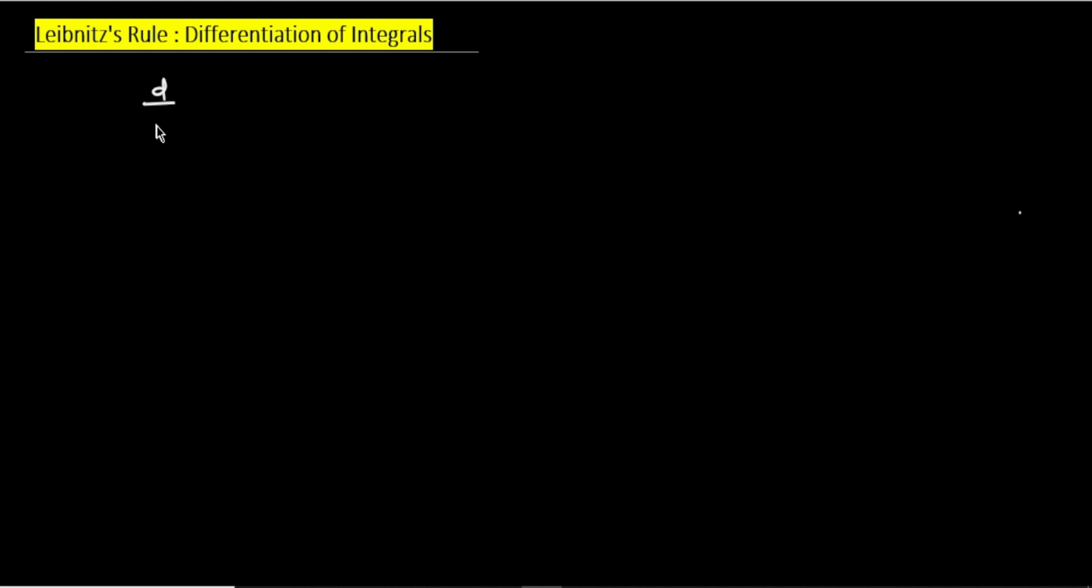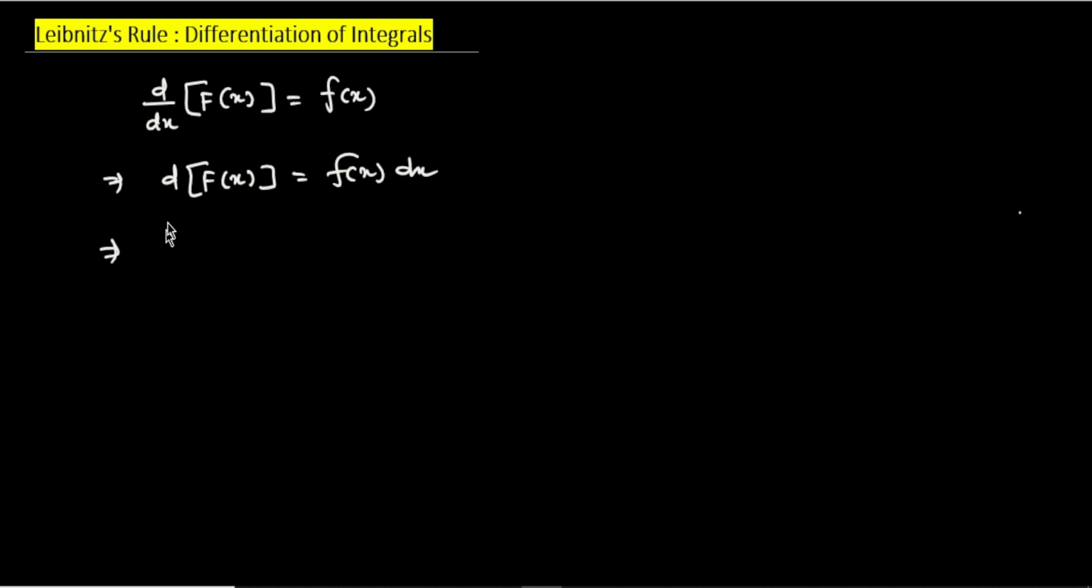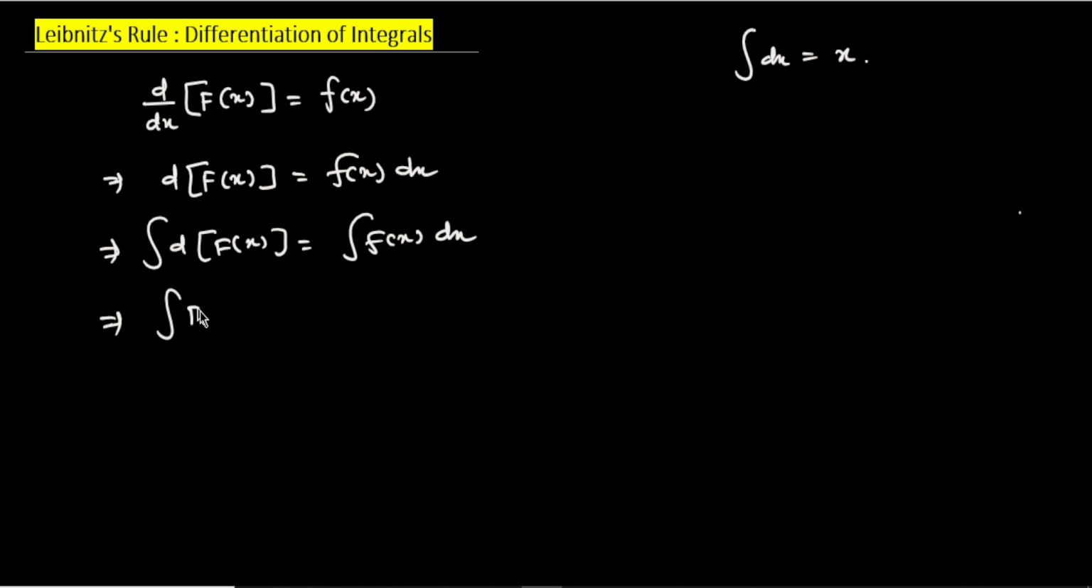At first we are taking the differentiation with respect to x of a function, let's say capital F of x. It gives us a function of x, let's say small f of x. The above equation can be written in the form d of capital F of x equals small f of x into dx. We are taking integrals on both sides. Then, as we know that the integration of dx gives us x, here it will be capital F of x equals the integral of small f of x into dx.